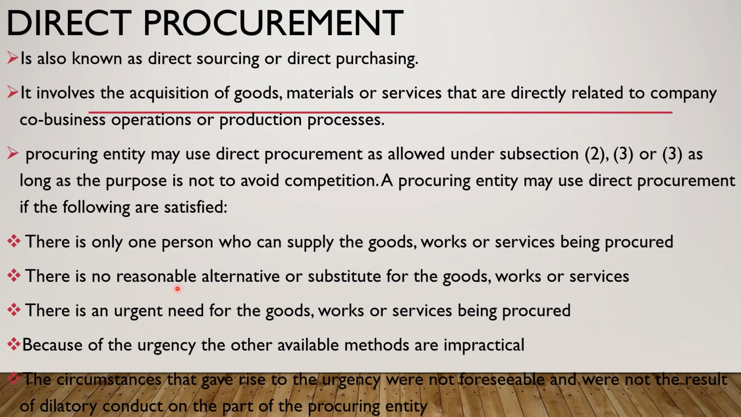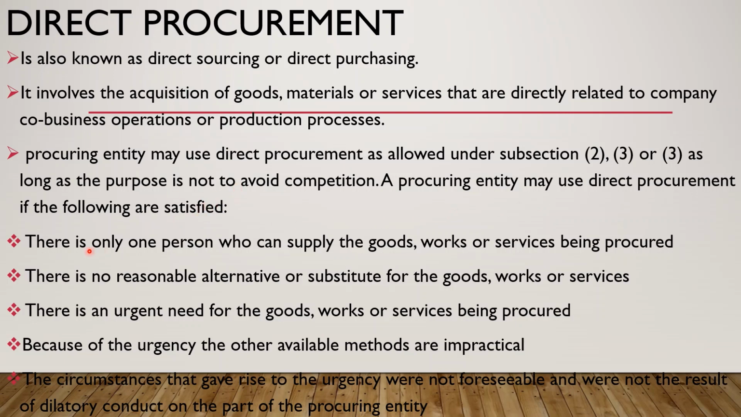Direct procurement. Direct procurement is also known as direct sourcing or direct purchasing. It involves the acquisition of goods, materials, or services that are directly related to the company's core business operations or production processes. A procuring entity may use direct procurement as allowed under the Act as long as the purpose is not to avoid competition. A procuring entity may use direct procurement if the following are satisfied.